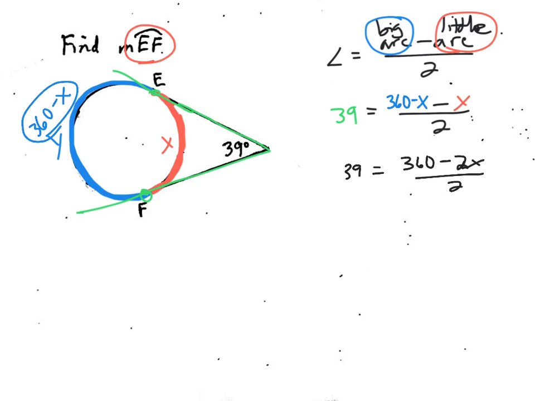And in this case, because 360 and 2 are both divisible by 2, you could just divide both of those by 2 and get 180 minus X. Or the way I did the last one, so just to be consistent, I'll go ahead and do it the same way.